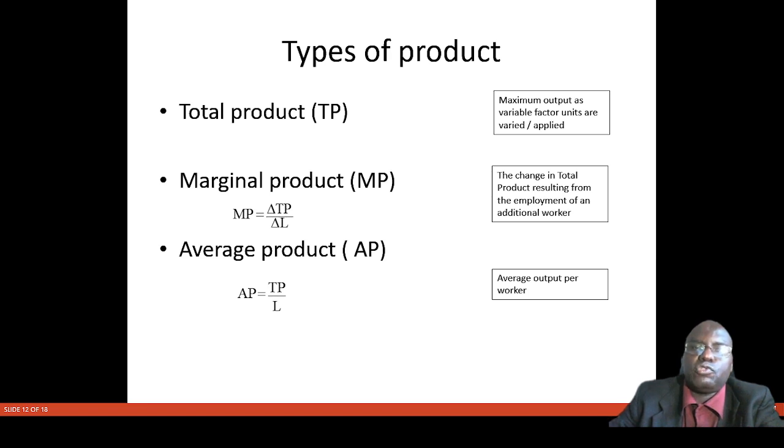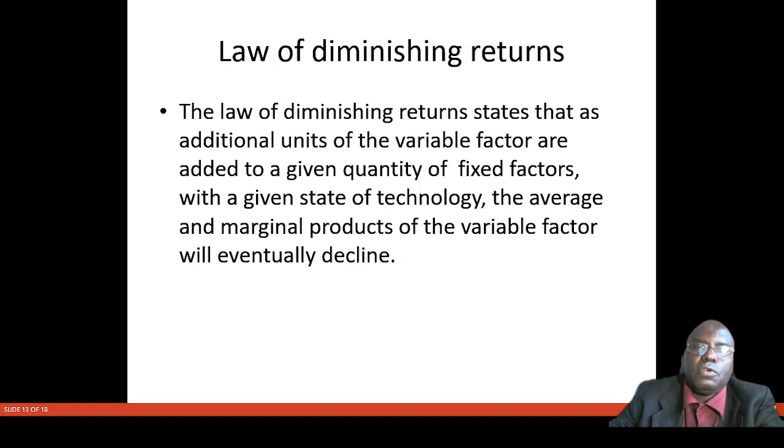Types of product. We've got the total product. This is maximum output as variable factor units are varied or applied. We've got marginal product. The formula is a change in total product divided by change in labor. The change in total product resulting from the employment of an additional worker. Average product, AP. AP is equal to TP over L, or total product over L, the number of workers. Average output per worker.